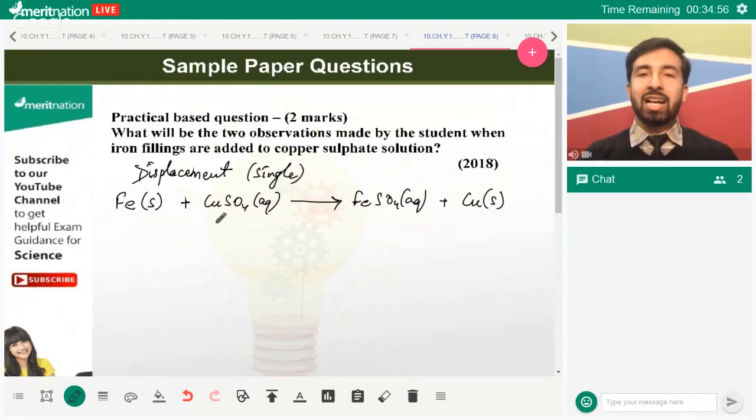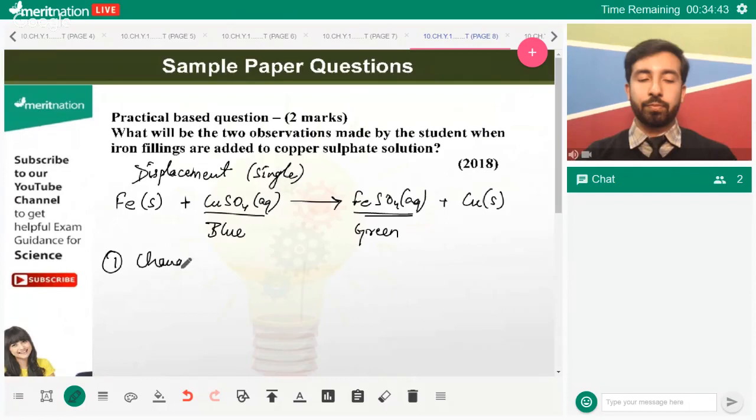Right. Now tell me the color of the copper sulfate solution. The color is obviously blue. What would be the color of the FeSO4 solution? Correct. It will change to green. So one of the observations would be a change in color from blue to green. What would be the next observation? What would be the color of the copper deposited? Here it is single displacement because only one metal is replacing another metal from its salt solution. Here, no exchange of ions is taking place.